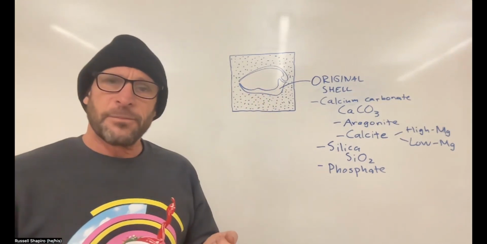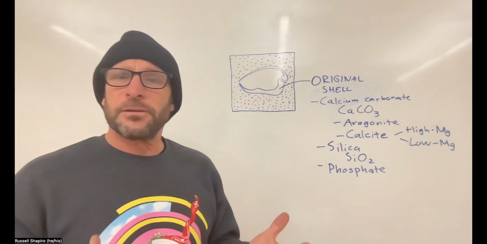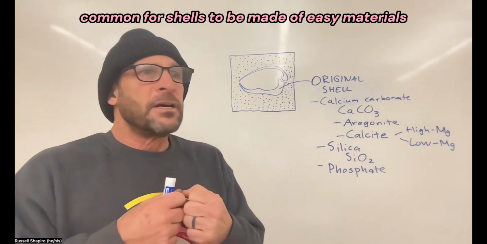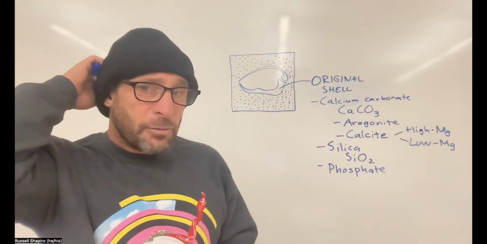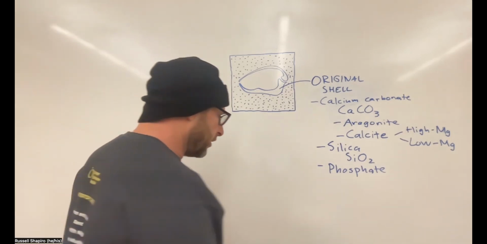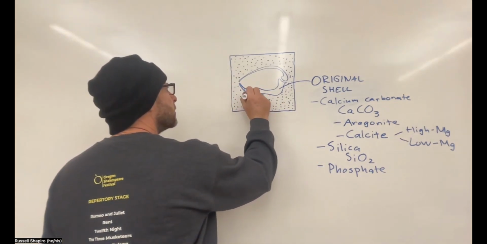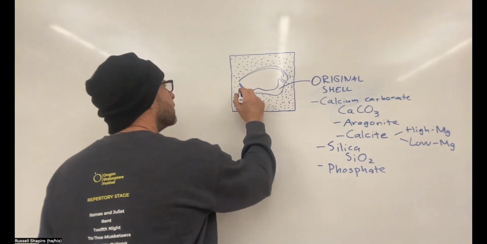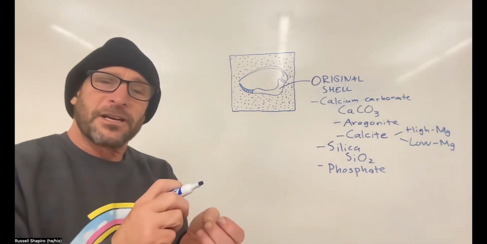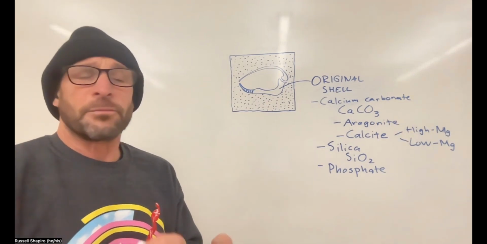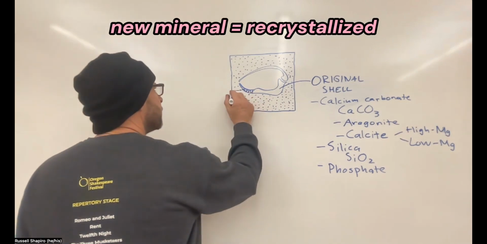Now, what is really common though, is that organisms, maybe not the phosphate guys, but the other organisms build their shells out of a material that's easy to build. They only really need it to last as long as they're alive. And so it'll eventually break down. And so we can see a change where that original shell might turn into a new material. And we can see this under a microscope because the shell looks the same, but as we identify the kind of mineral, we know from biology, at least the biology of modern organisms, that that's not the mineral it was supposed to be. And so it can be recrystallized.